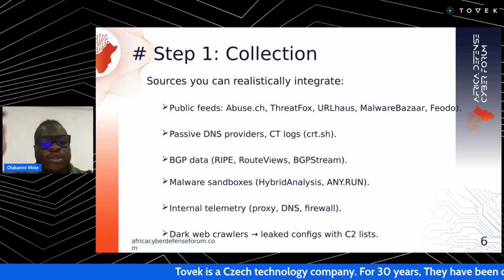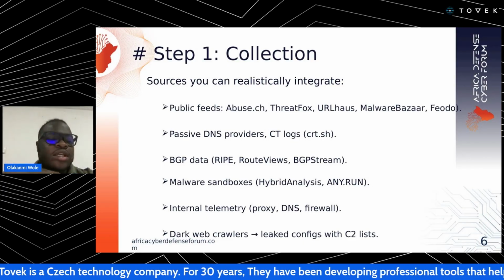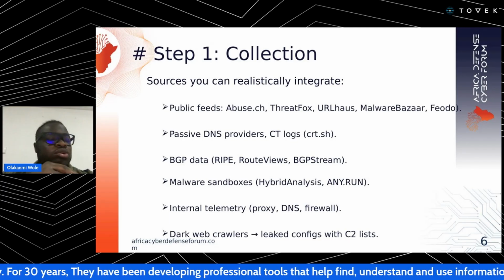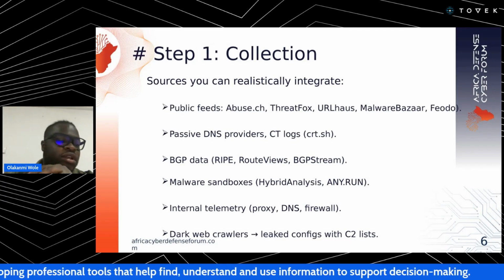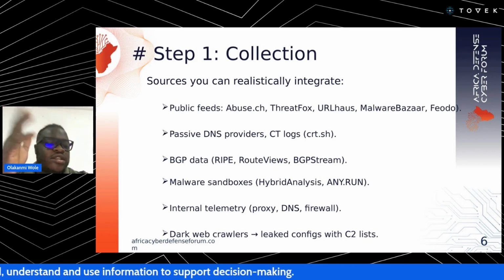And of course, dark web crawlers. Any crawler, there are so many open source tools at the moment that allow you to crawl the dark web, to find things like click configurations with C2 lists. If you go on Russia Market, you're going to see a lot of these types of things, Genesis and co.